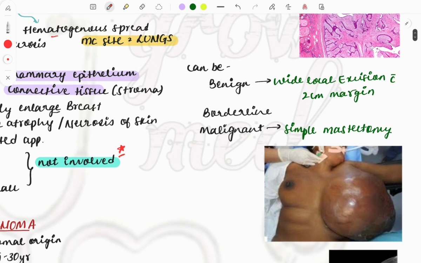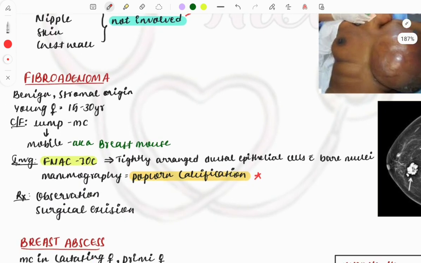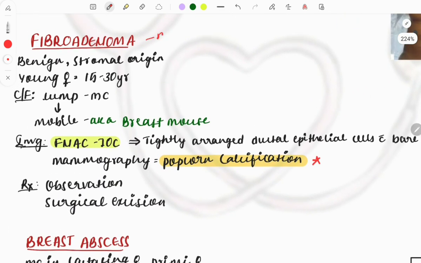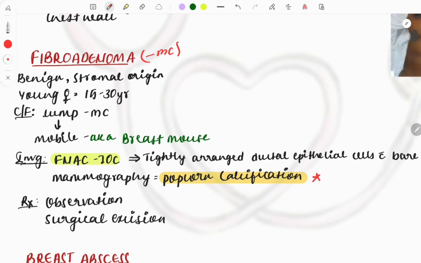Okay, so it can be benign, borderline or malignant, and these are the treatment options which we will be using. Then fibroadenoma, the most common benign tumor seen in females. It's my fourth or fifth day of the posting of the surgery, and in these days I've seen around 6 to 7 females coming to the OPD with this fibroadenoma. So it's that common, and you need to know all these things regarding this fibroadenoma, and you can surely expect one question from this one.